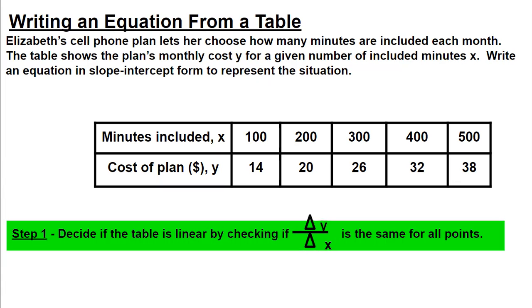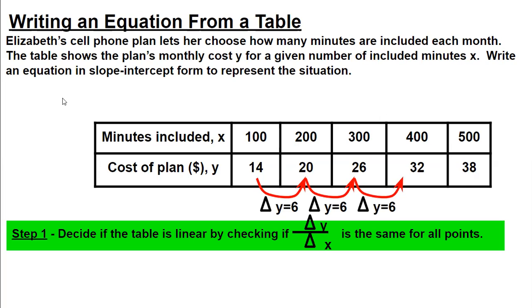Okay, decide if the table is linear. Now we don't have a graph to say, oh, that's a line. We have just a table, so we don't know if it's a line until we check to see that it's linear. We check by doing the change in y over the change in x. If it's the same for all the points, the table is linear. So let's do that check. So from 14 to 20, the change in y is equal to 6. From 20 to 26, the change in y is equal to 6.